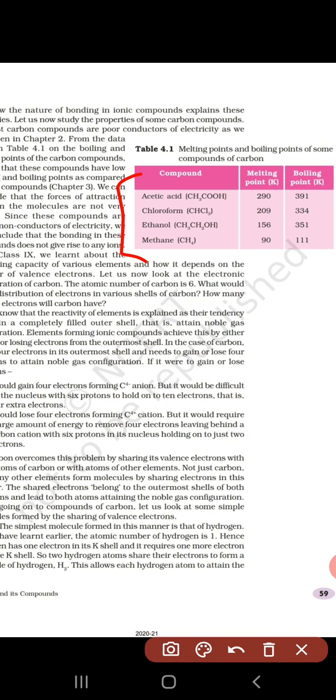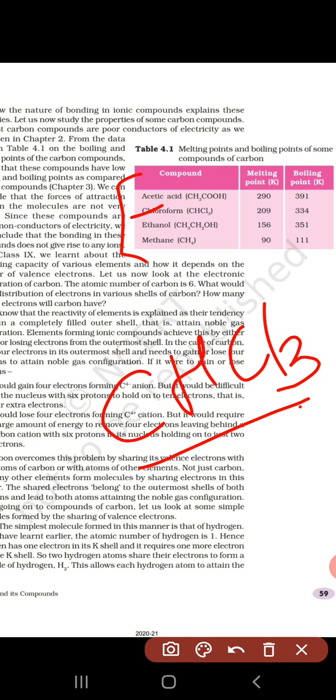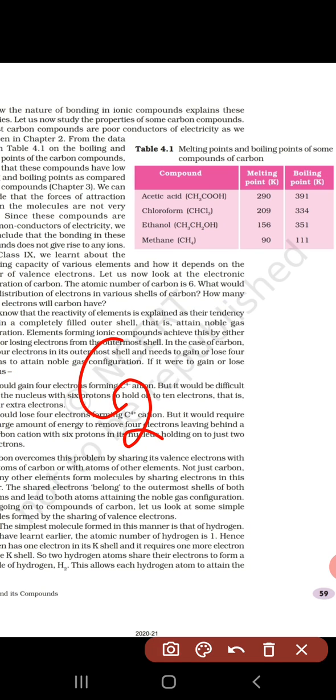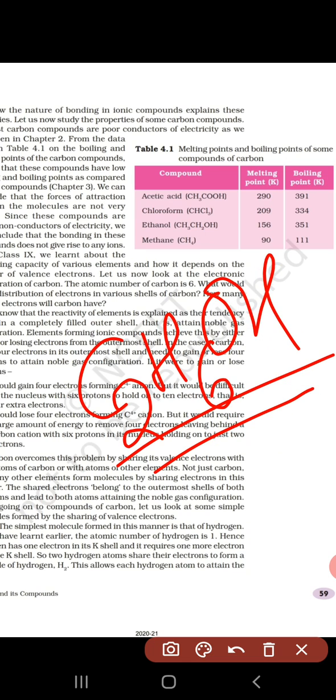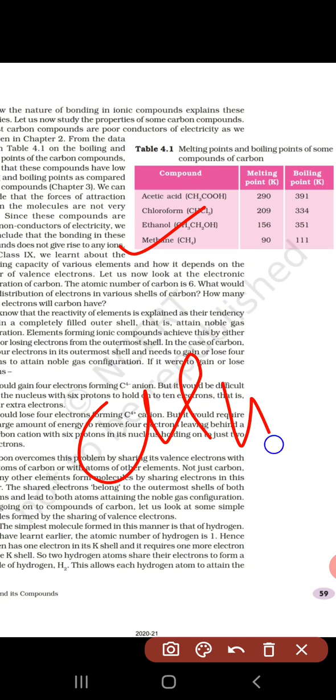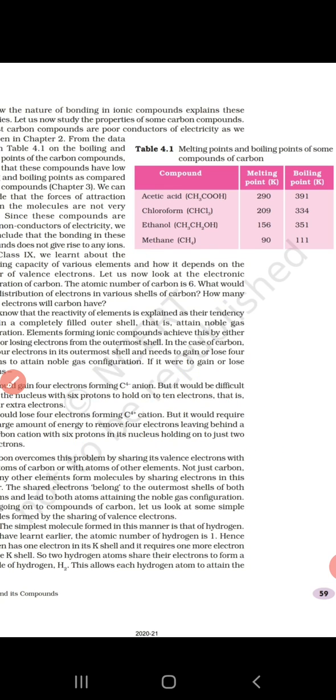Likewise, other examples are given. Chloroform, the formula for chloroform is CHCl3. And ethanol, the formula for ethanol we can write as CH3CH2OH, or also C2H5OH. And the last one is methane, CH4. So here melting points and boiling points are given.